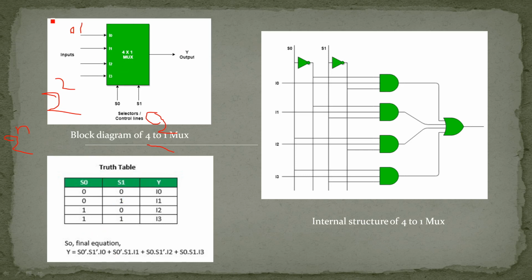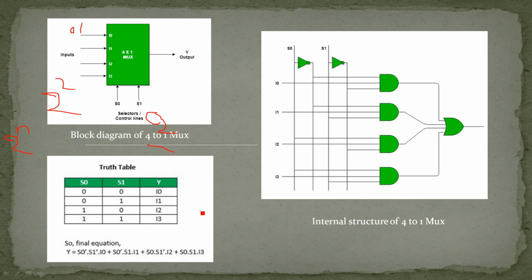Like this, from several sources the data is connected and transferred to the output. This is the block diagram of a simple 4 to 1 multiplexer, and this is the truth table for that multiplexer. Now, based on the truth table, you can implement the final equation.